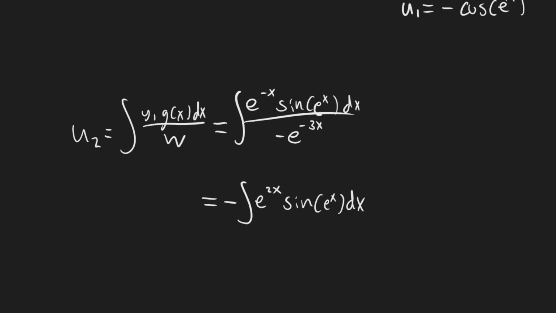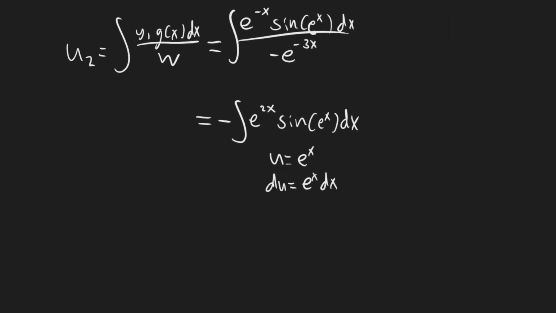And so how do we evaluate this integral? Well, you can use the exact same u substitution this time around as we did in u1. Let's say du then equals e to the x dx. Okay, so we can plug in what we know. This integral then becomes negative integral. Now, what's e to the 2x in terms of u? Just u squared. So then we have a sine of u.